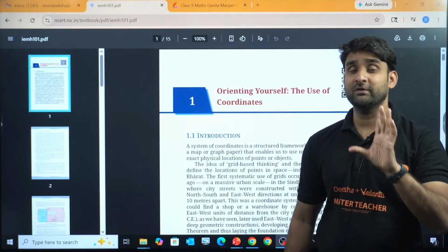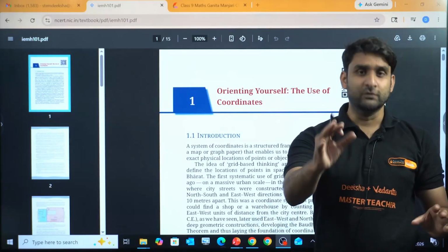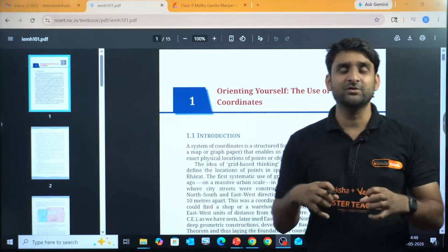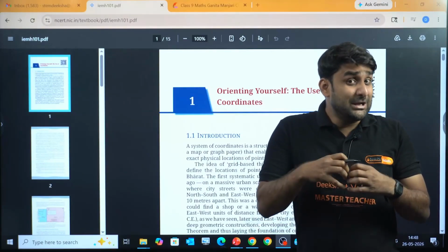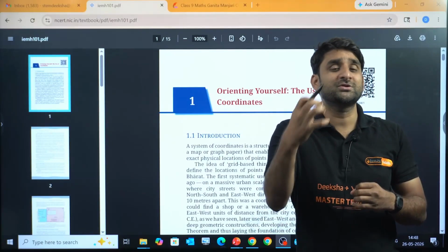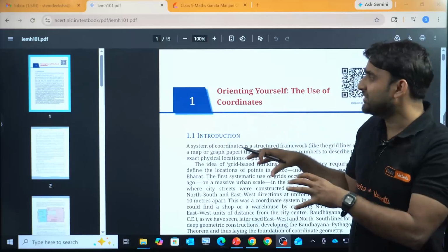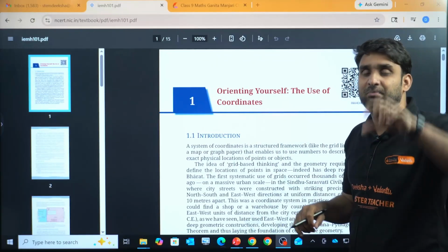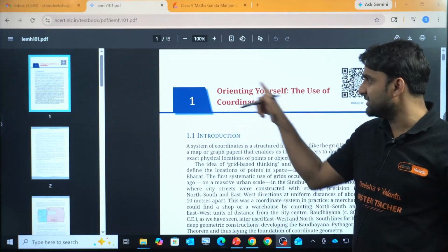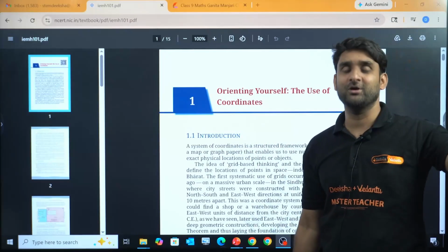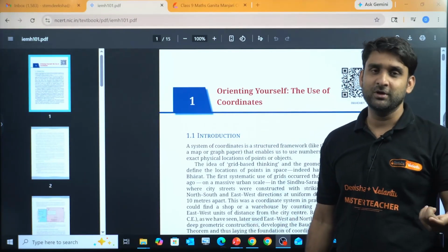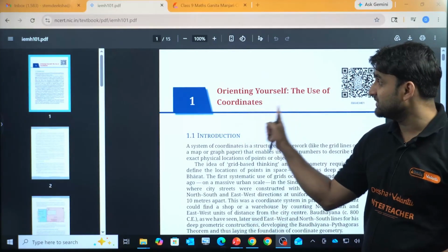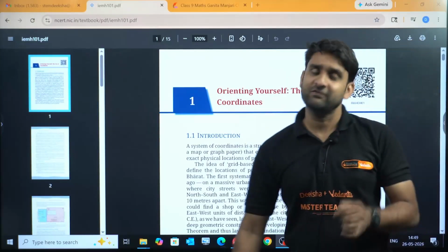And let me tell you one very important thing. I'm going to give you one short video also, after recording this video. In today's video, I'm going to give you the introductory concept, the introduction of this chapter. This chapter is based on coordinates. Can you see here, coordinate? I mean coordinate geometry. The previous name of this chapter was Coordinate Geometry in the old textbook of class 9th. But you know, this year CBSE has made some changes, some modification. So this chapter is now known as Orienting Yourself, the Use of Coordinates.